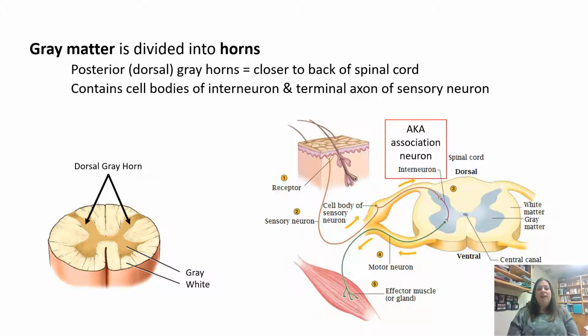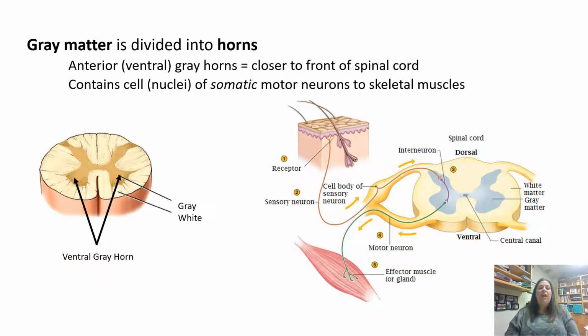The gray matter is divided into horns. We have the posterior or dorsal horns. They're closer to the back of the spinal cord, and these are going to contain the cell bodies of interneurons and terminal axons of sensory neurons. So the dorsal gray horns are going to contain more of the sensory neurons. The anterior or ventral gray horns are going to be closer to the front, and they're going to contain the cell nuclei or cell bodies of the somatic motor nerves. These are the ones that are going to talk to the skeletal muscles. So the back is going to be where sensory information comes in. The front is going to be where the motor information is going to come out.